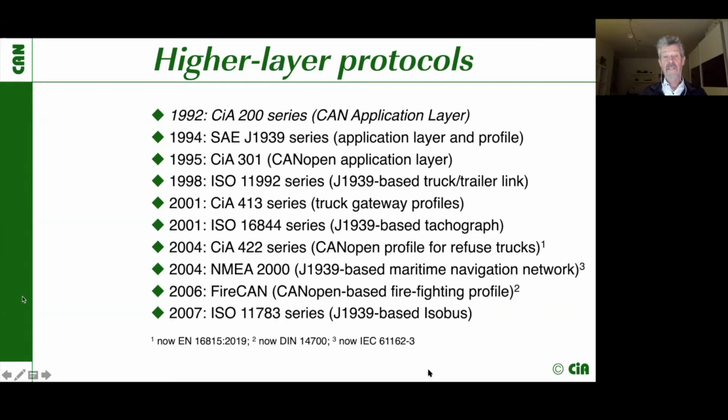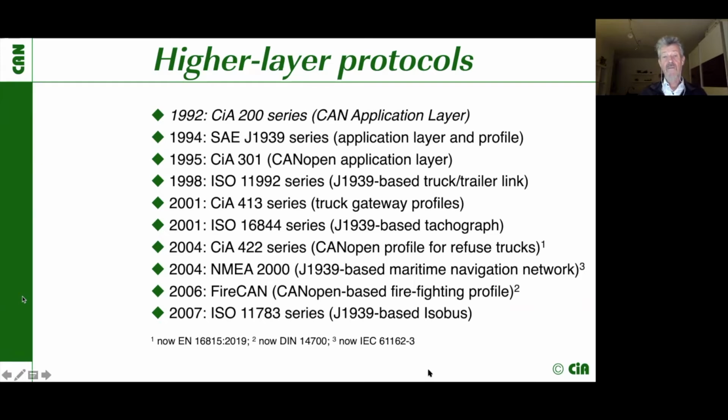In 2001, the same year, ISO published the 16844 series, which is a J1939-based tachograph. This will also be reported in a little more detail. Three years later, CIA released the CiA 422 series, which is the CANopen profile for refuse trucks. Here you see the first time that we are using what we like to call a machine on wheels. This is a complex network system which is used for refuse collecting trucks.